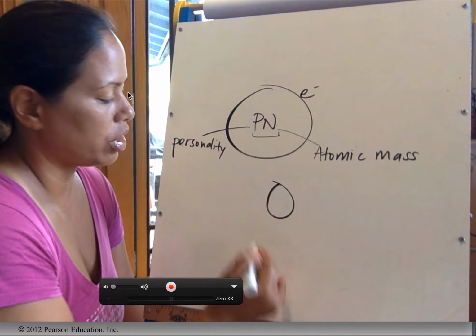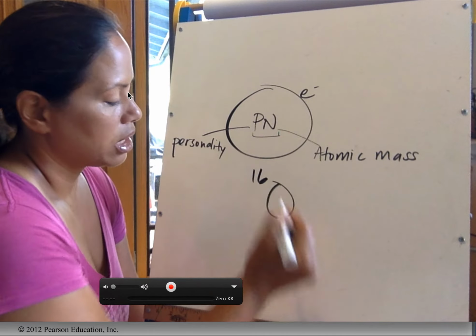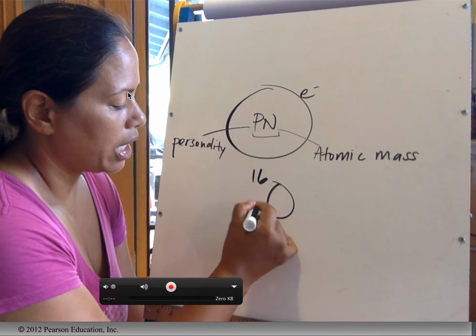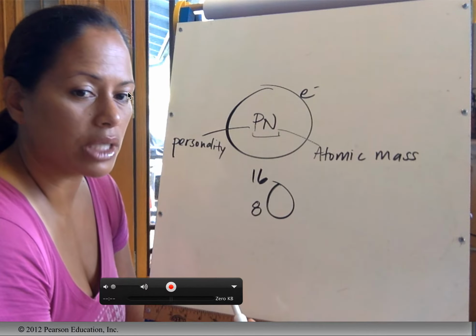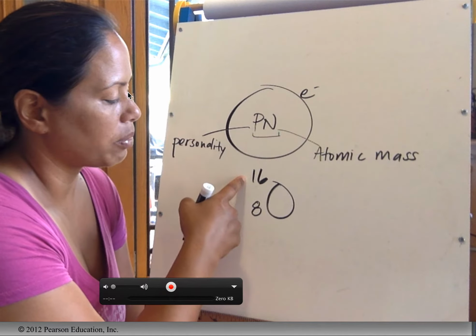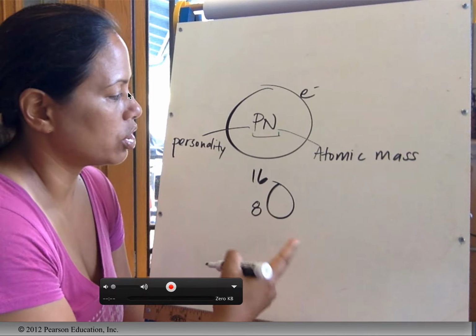Let's say it's oxygen, and oxygen has 16, right? That's the weight of oxygen, and it has 8 protons. So how many neutrons does it have? It has 8. 8 plus 8 equals 16. So this is the atomic mass, the weight of oxygen, etc.